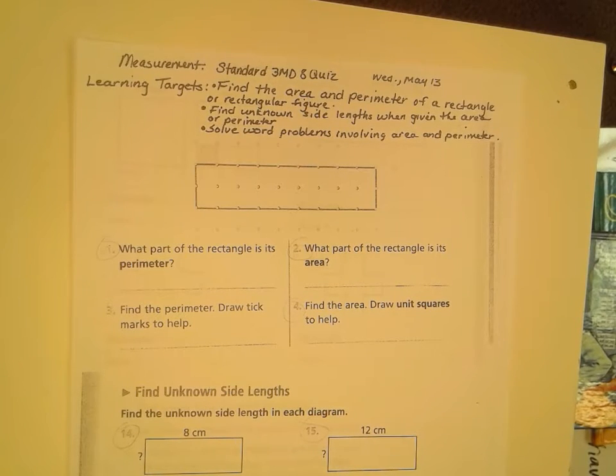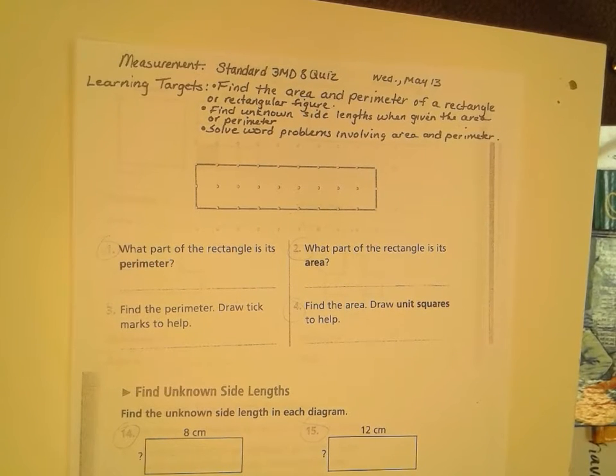So remember, area is the space inside a figure, like if you were rolling around on the carpet, and the perimeter is like a fence if you were walking around the carpet. So today our learning targets are to find the area and perimeter of a rectangle or a rectangular figure, find the unknown side lengths when given the area or the perimeter, and solve word problems involving area and perimeter. So that's your review exercises today.